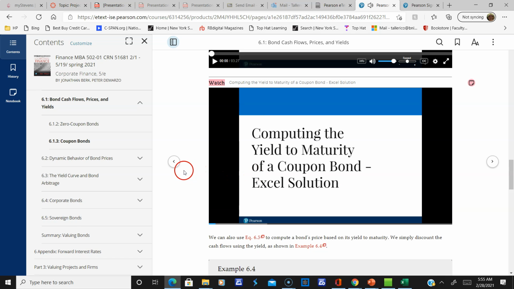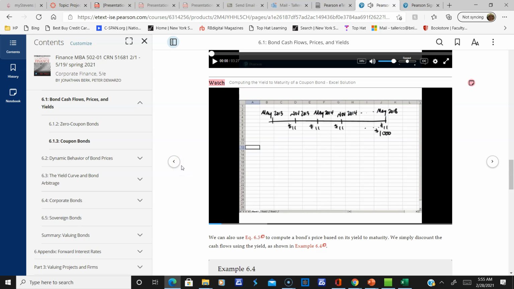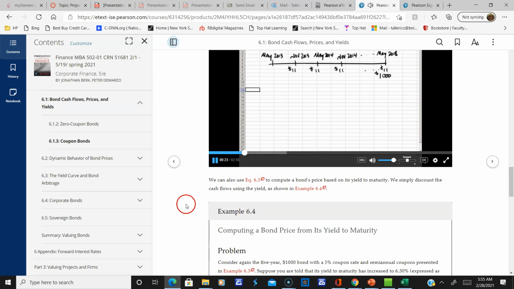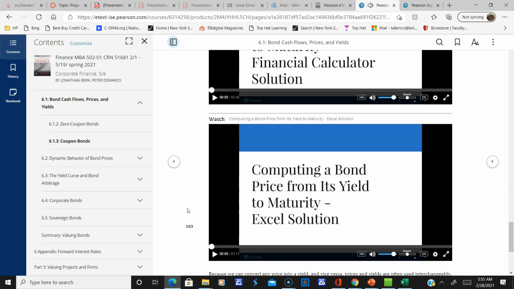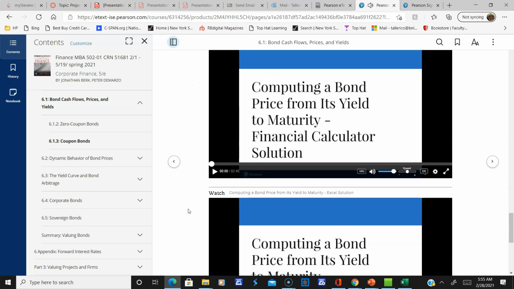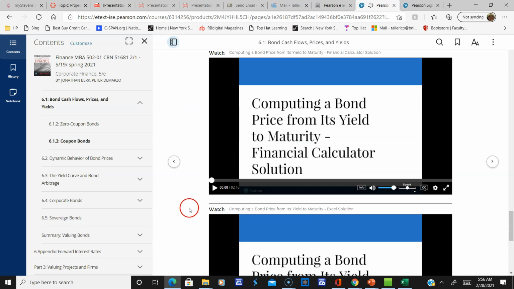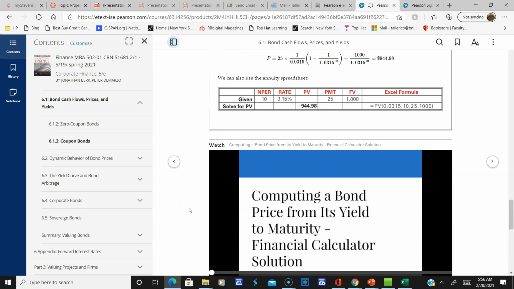Computing the yield to maturity of a coupon bond. In this example, we're returning to the cash flows of the bond that we looked at in example 6.3. Now we know the price, and we want to solve for the yield to maturity. It turns out that the only way to do that in a coupon bond is trial and error. We could do that by hand, but it would be pretty tedious and take quite a long time. Thankfully, Excel will do it for us. It'll just do trial and error really quick and find the solution quite quickly.